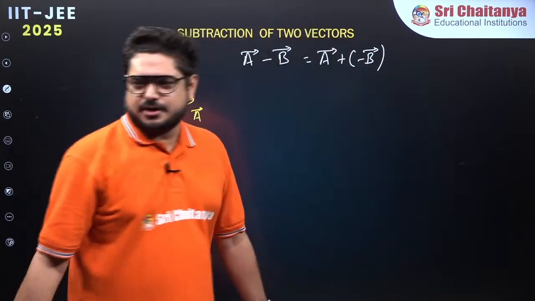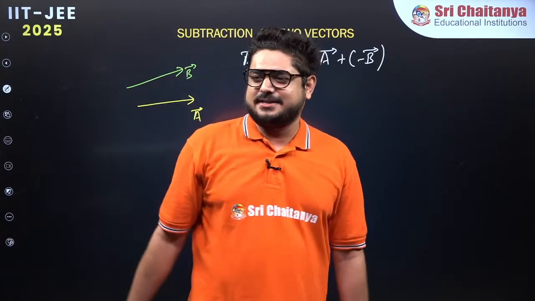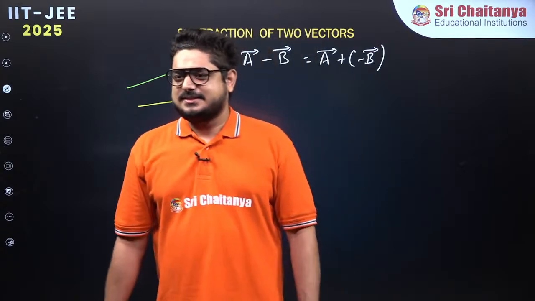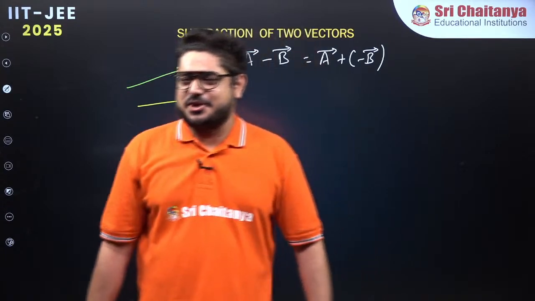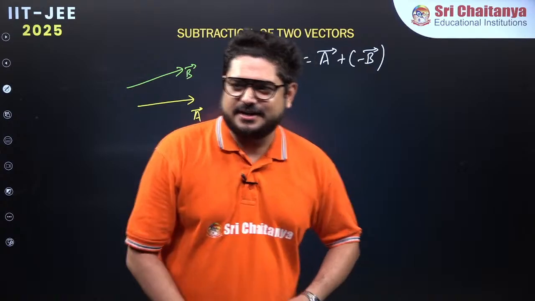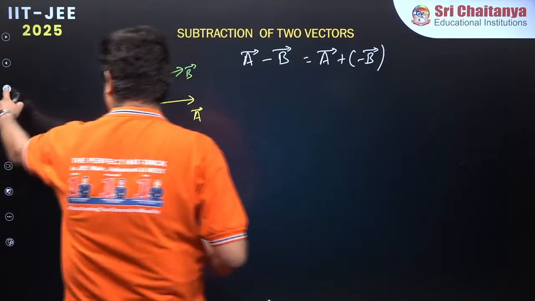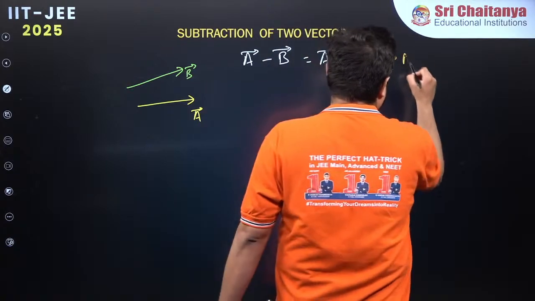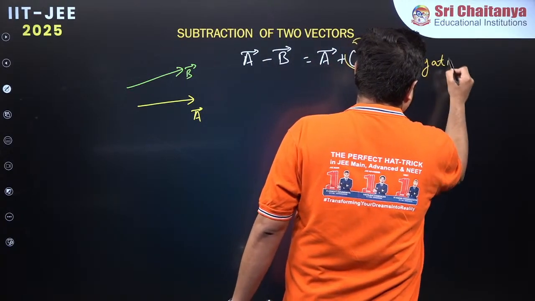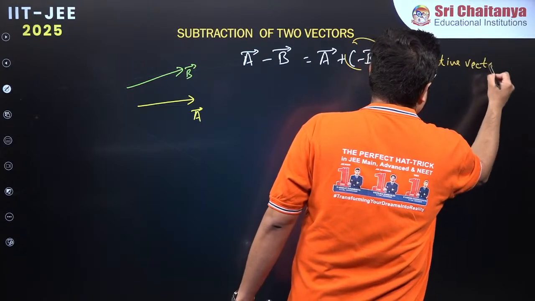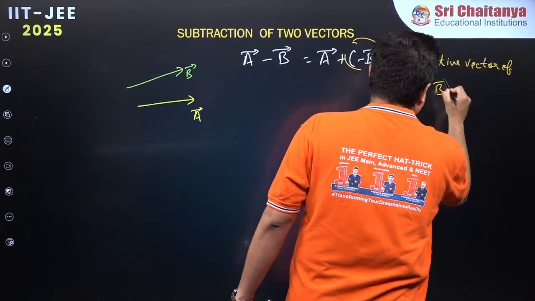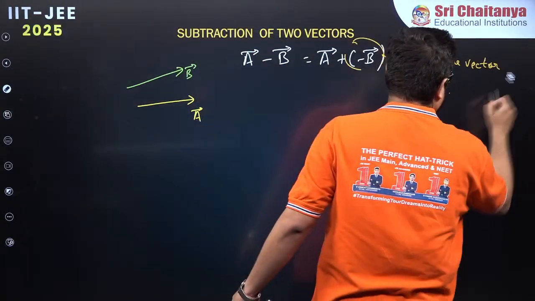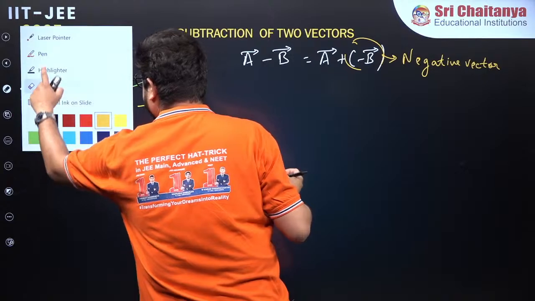Can I write it down like this? Those who are comfortable with this statement can give a thumbs up. Can I write it down like this, yes or no? What is minus B over here? This minus B term denotes the negative vector of B vector. Okay? So it's nothing but the negative vector of B vector, isn't it? That's what we can say. I hope it's clear to everyone.